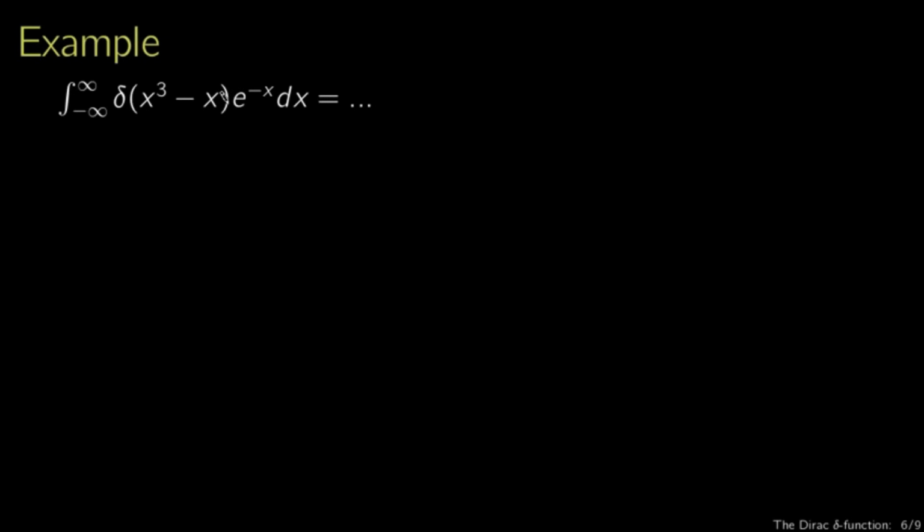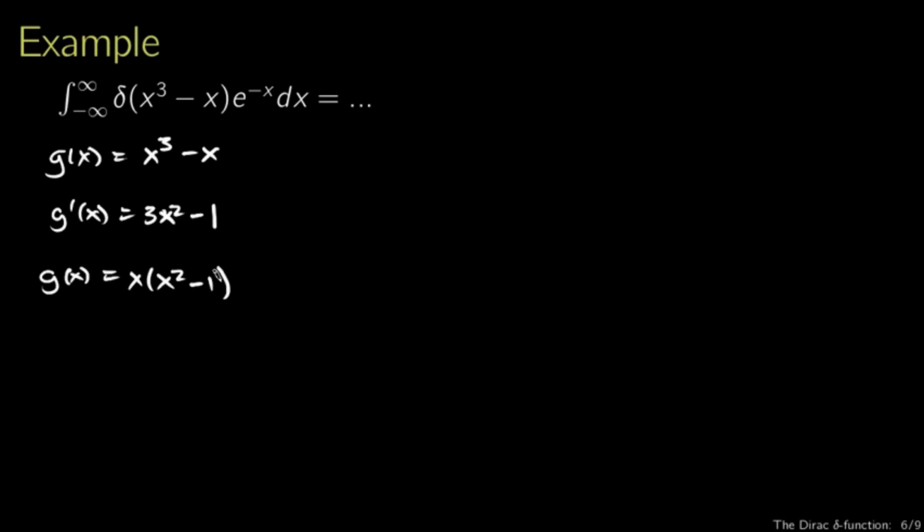So let's do another example. Delta function of x cubed minus x times e to the minus x. The g of x we're working with here is x cubed minus x. So I can take the derivative, g prime of x, that's going to be 3x squared minus 1. I can also rewrite g of x as x times x squared minus 1, which I can continue to factor as x times x plus 1 times x minus 1, factoring this as the difference of two squares.